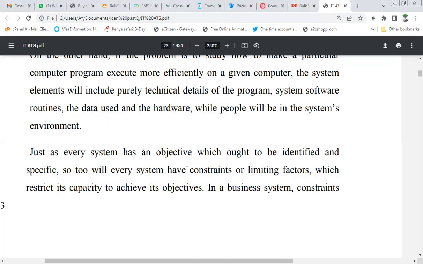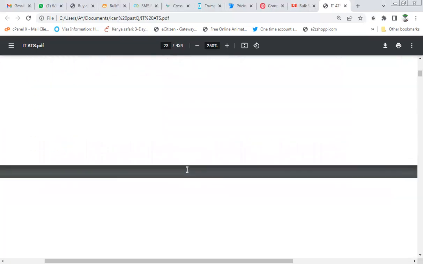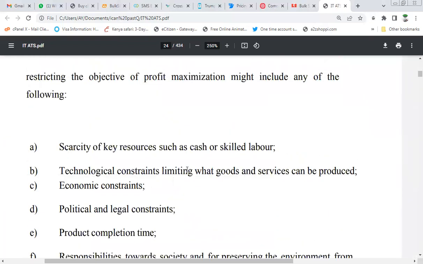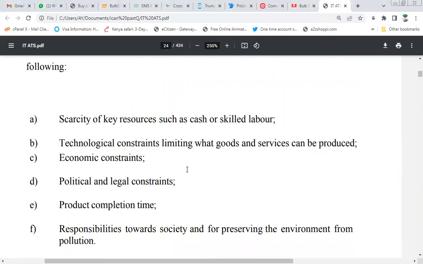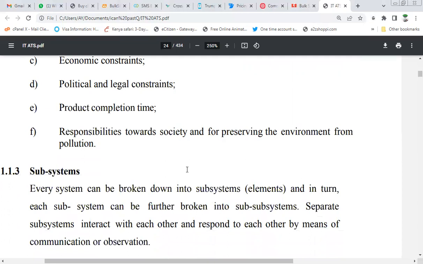So, in a business system, constraints restricting the objective of profit maximization might include any of the following: A, scarcity of key resources such as cash or skilled labor. Let me go to D, political and legal restraint. Let me go to E, production completion time. What I've read, you can just pause it, rewind, go through it again, and jot your points there. It's not everything we need to read in its entirety.